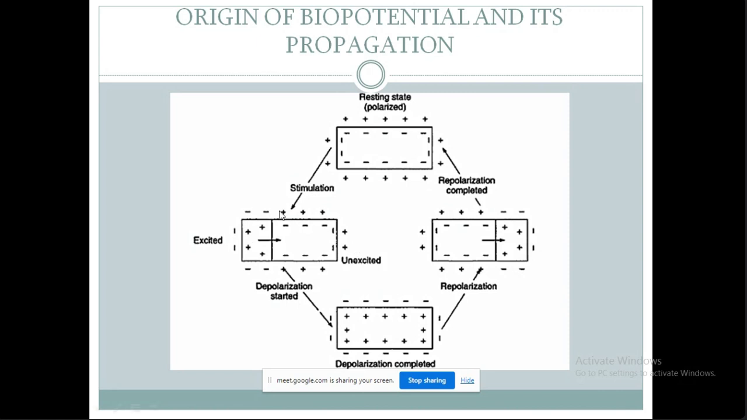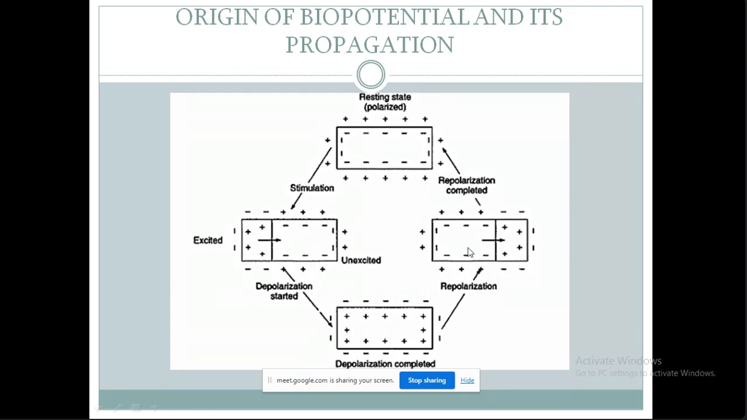After depolarization, the cell is totally unpolarized, opposite to the polarized state. Inside we have the positive, outside we have the negative. This is the unpolarized state. Again, repolarization takes place. It is a short time later when the cell again regains the normal state, that is, it becomes negative inside with respect to the outer surface.